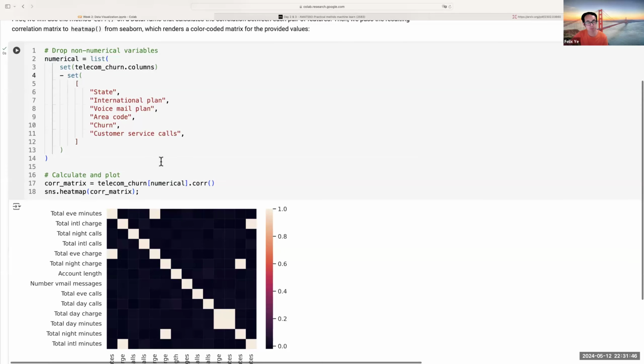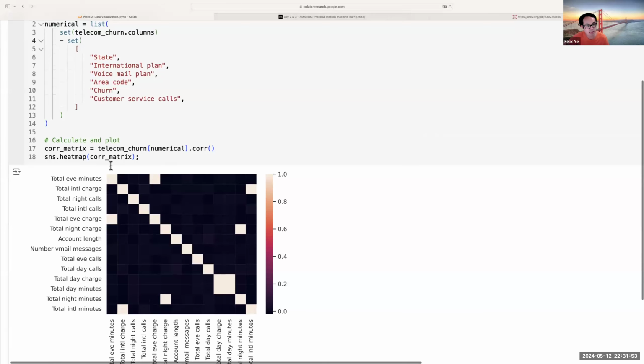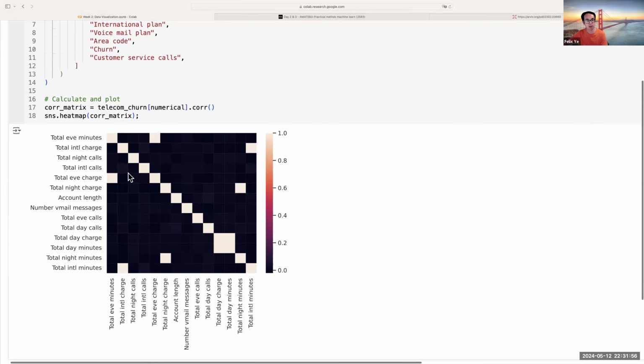For the numerical variables, we can do correlations directly. We can just use a heat map to plot the correlations. You can see right here, of course, the diagonal is all ones, which is very obvious because the correlation to itself is always one. But it's more interesting to see, for example, total evening minutes has a high correlation with total evening charges, which should obviously be true because if we make more phone calls, the charge will be higher. Similarly, total international charges are highly correlated to total international minutes, which is obviously true as well.